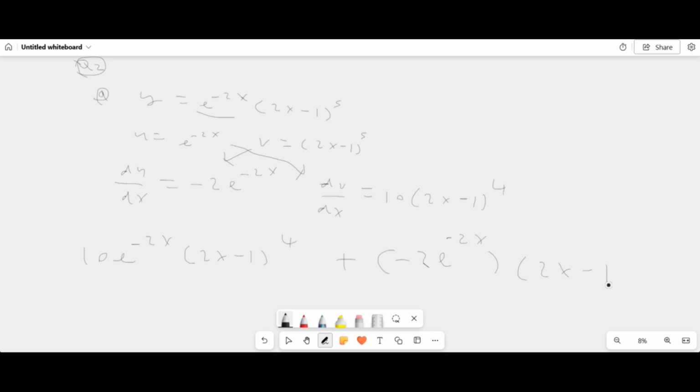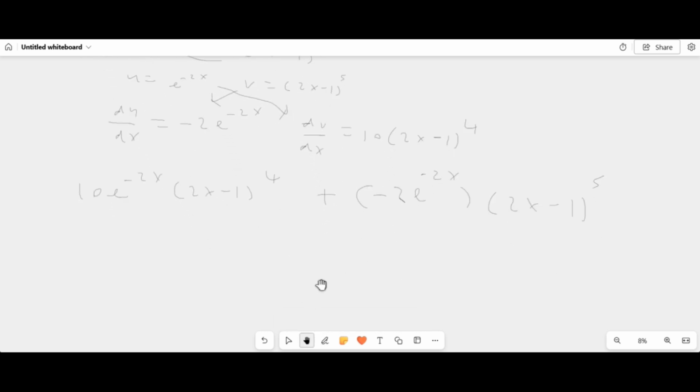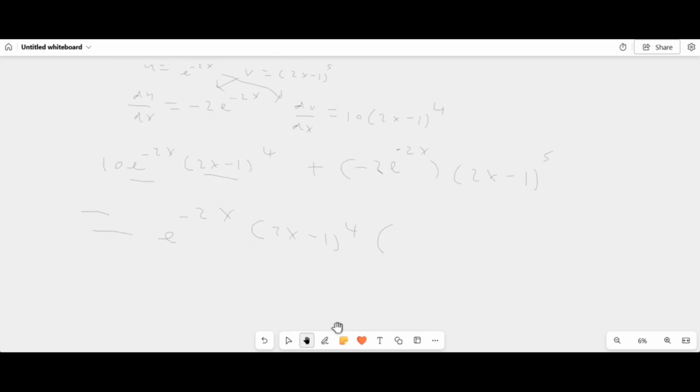Times by (2x - 1)^5. Alright, safe. So obviously what I can do here is take outside two things. You should be able to identify this by now, yeah? So I can take outside e^(-2x) here, and I can take outside (2x - 1)^4. Okay, calm. So let's see what we get when we take it out, yeah?